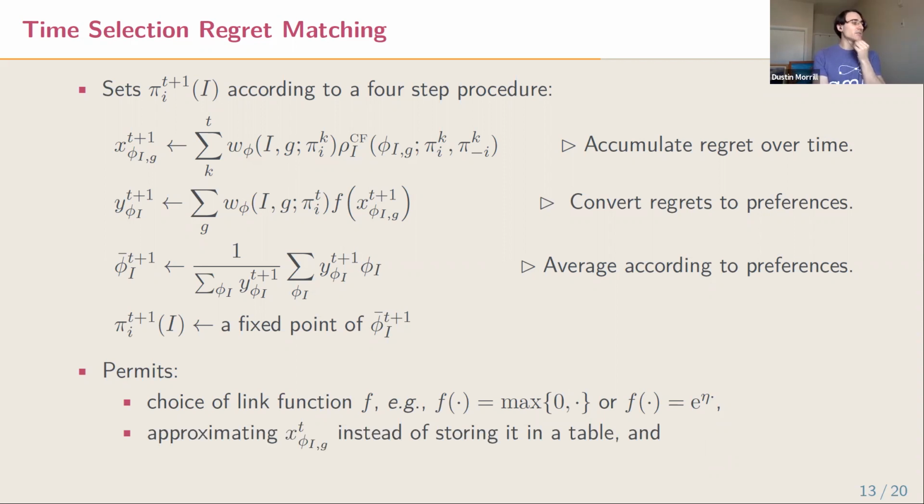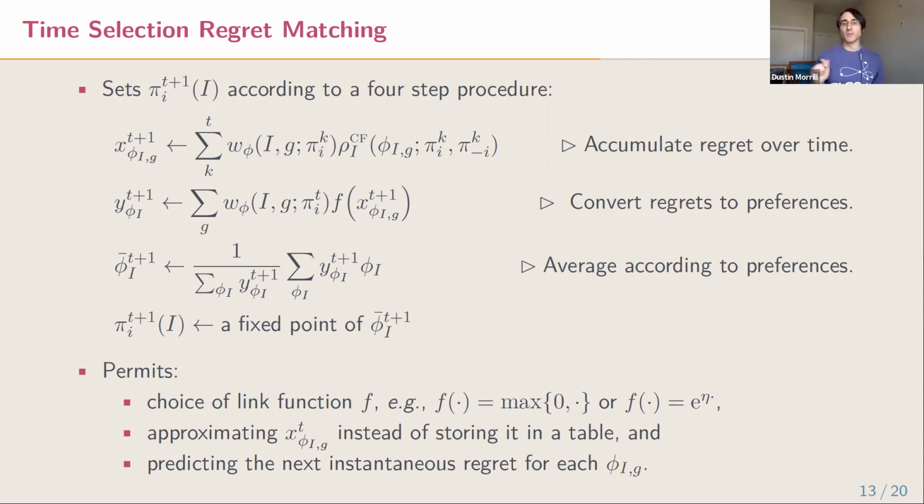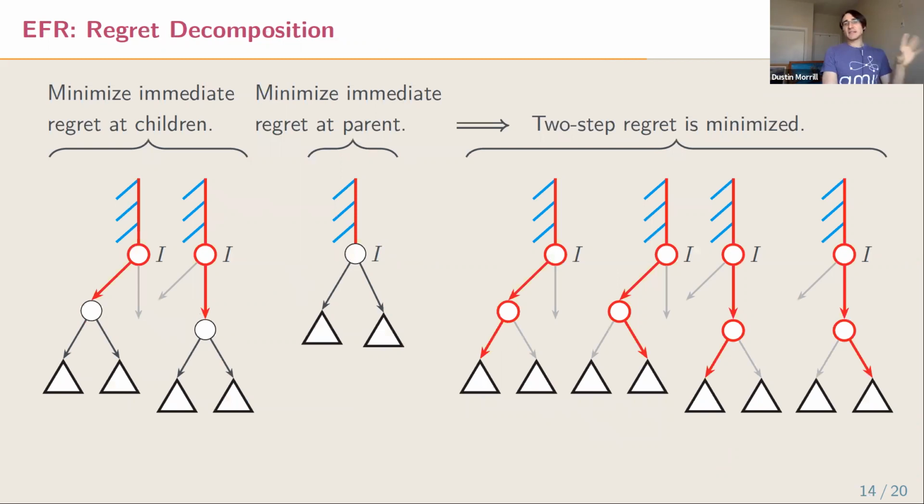Another thing this allows is that you can approximate the cumulative regrets instead of storing them all in a big table. So this is a problem if your game is really big. You can also predict the next instantaneous regret for every transformation. And this can give you some better performance if the environment is kind of regular in some different senses. Okay, so that's the algorithm.